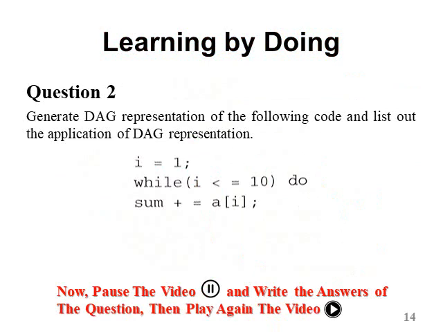Now there is another question in learning by doing. Here a C code is available. You have to write the 3 address code for it and then represent the DAG. Now pause the video, write the 3 address code for this code and construct the corresponding DAG, then play the video.